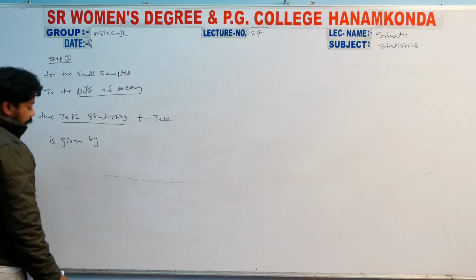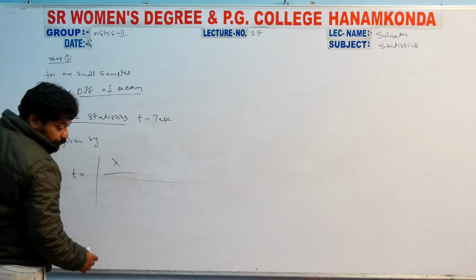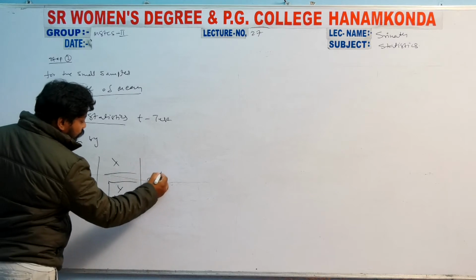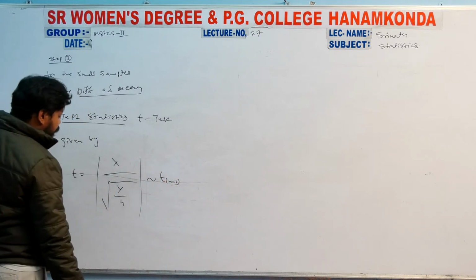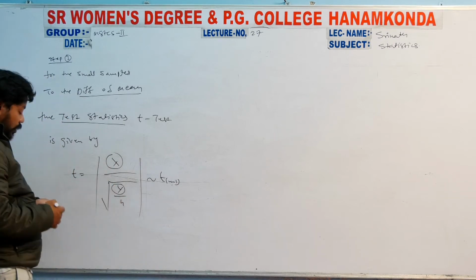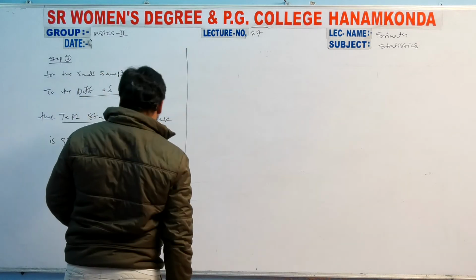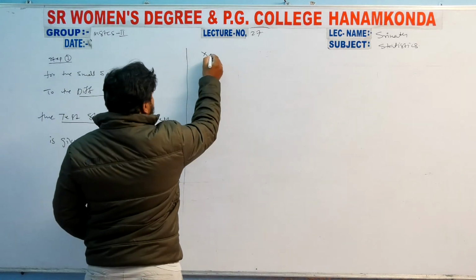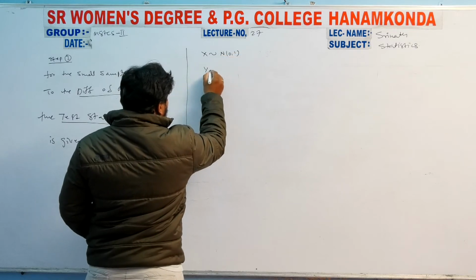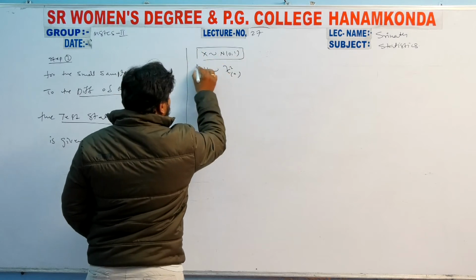t is equal to x by under root of y by n, which follows the t distribution with n minus 1 degrees of freedom. Here we have our two variables x and y. X follows the normal distribution, y follows the chi-square distribution. X variable follows the normal distribution 0, 1. Y variable follows the chi-square distribution here. These are two important points.